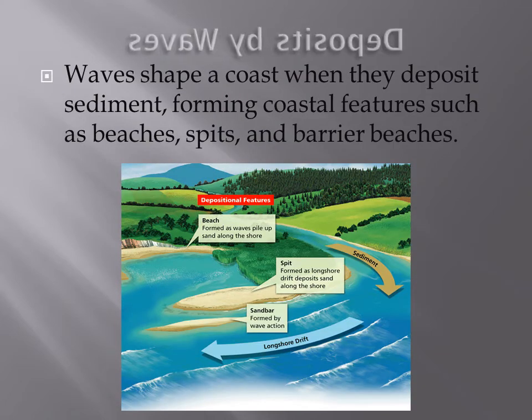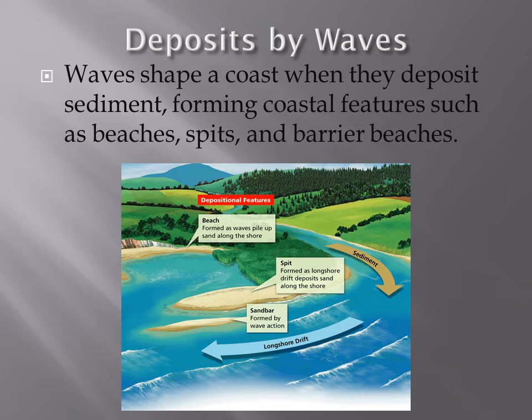Now we have deposits by waves. Waves shape a coast when they deposit sediment, forming coastal features such as beaches, spits, and barrier beaches. Like shown in this picture, these are depositional features. So let's see what are beaches, spits, and barrier beaches.